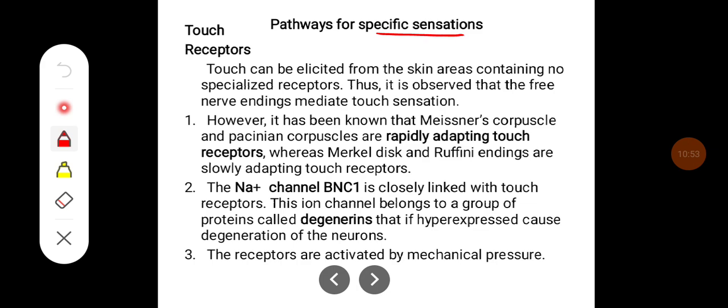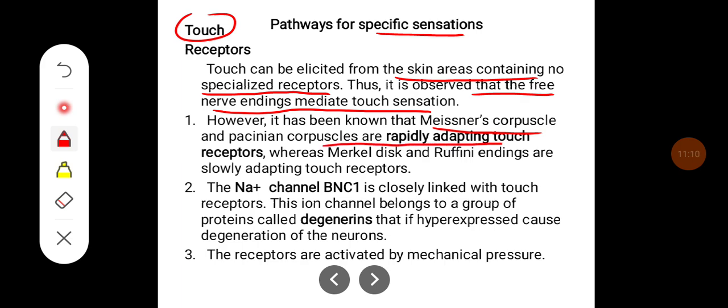Pathways for specific sensation, like touch. For the touch receptors, touch can be elicited from skin areas containing no specialized receptors. Thus, it is observed that free nerve endings mediate touch sensation. However, it has been known that Meissner's corpuscles and Pacinian corpuscles are rapidly adapting touch receptors, whereas Merkel's discs and Ruffini's endings are slowly adapting touch receptors.